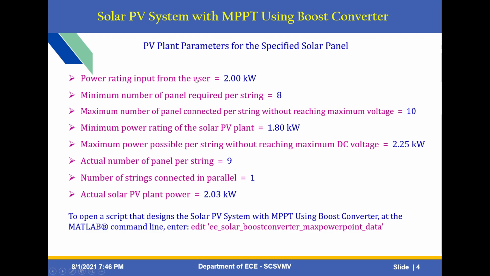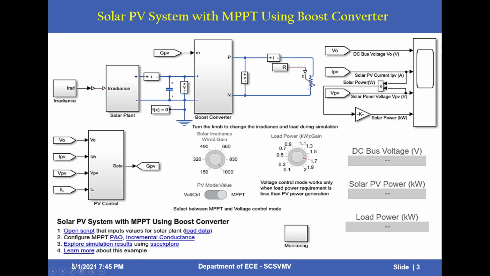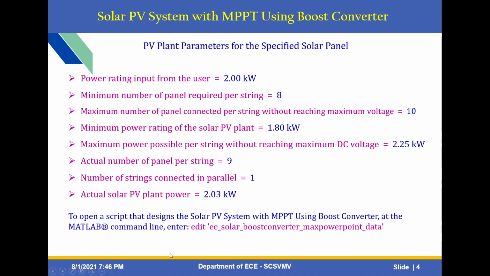For the maximum power rating input from the user, we set 2 kilowatts, and the minimum number of panels required per string is 8. These are the parameters you can also modify by using this script. If you click this open script, you can change the input values for the solar plant here. Also the load data inputs are there. These are the specified solar panel PV plant parameters. Here the minimum power rating of the solar PV plant is 1.80 kilowatts, and the maximum power possible per string without reaching maximum DC voltage is 2.25 kilowatts. The actual number of panels per string is 9, the number of strings connected in parallel is 1, and the actual solar plant power is 2.03 kilowatts.